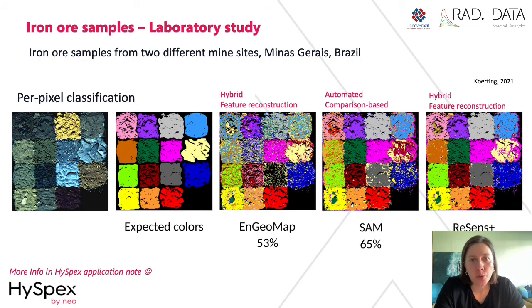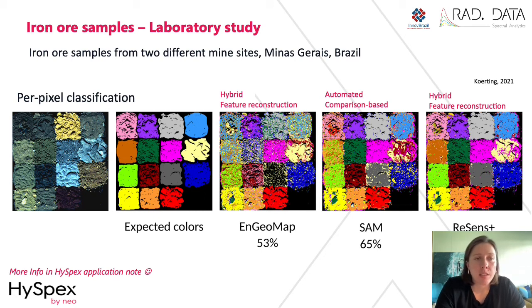And I just want to show you the differences in accuracy of mapping. So I again did a per pixel classification, and I compared 3 different per pixel classifications: the NGeoMap from the German Research Center of Geoscience, the Spectral Angle Mapper, a very classical approach, and then Recents Plus, which is the binary feature fitting from Red Data Spectral Analytics.